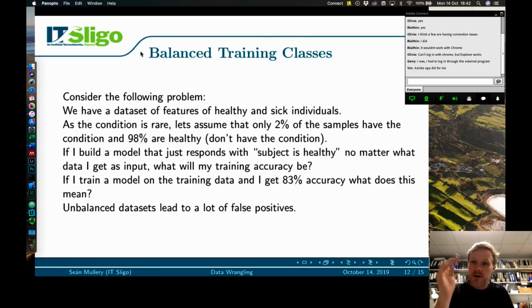Now, let's say I build a really, really simplistic model, even more simplistic than linear regression or logistic regression or anything like that. I build a model that simply responds, the subject is healthy. No matter what sample you give me, I say the subject is healthy. Do any of you want to guess how often I will be right? What percentage accuracy will I have if I just always say that the person is healthy? Do you want to take a guess at that?